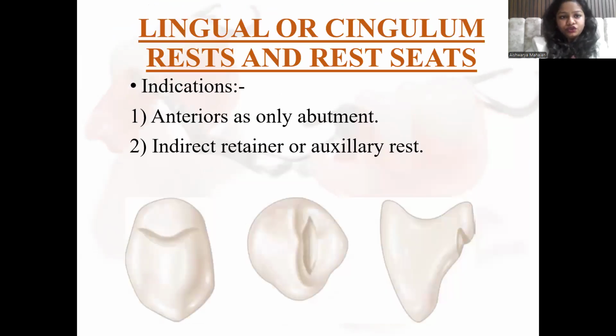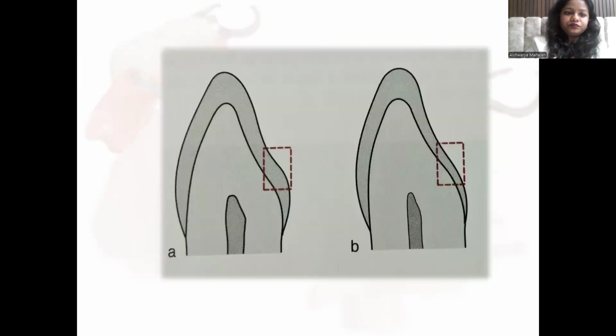Moving away from the occlusal rest, now we'll start with the cingulum or lingual rest. These are indicated in the anterior abutment and are usually used as an indirect or auxiliary rest. Now we have two canines. This is the maxillary canine and a mandibular canine. Here we can appreciate that at the cingulum portion, the width of the enamel for the mandibular canine is way less than that of the maxillary canine. So usually mandibular canines are not ideal for choosing as an abutment when we are giving a cingulum rest, whereas maxillary canines are appropriate for it.